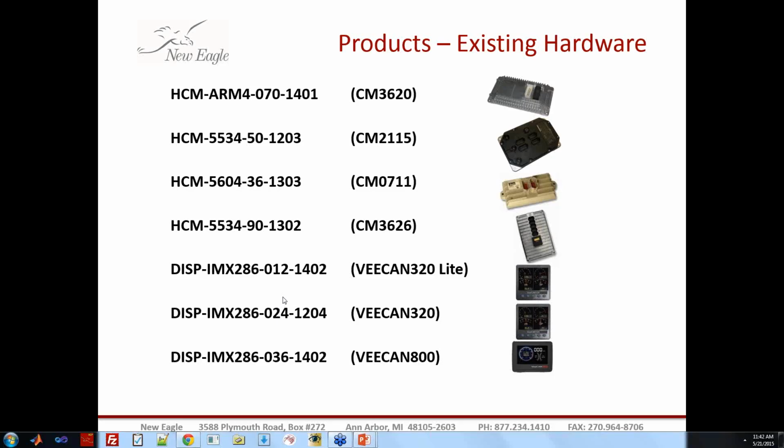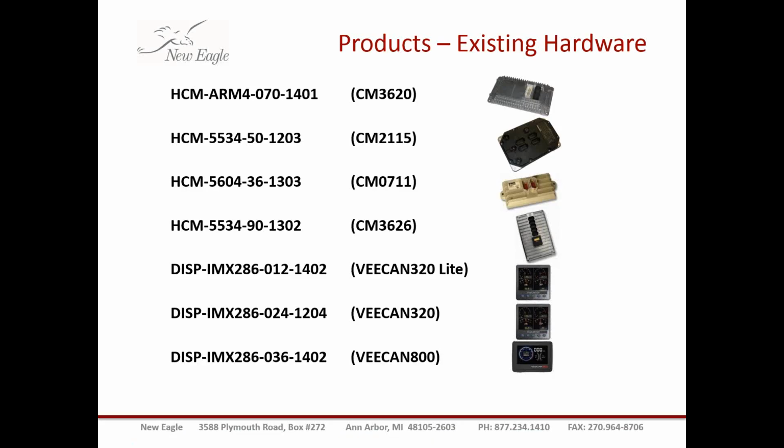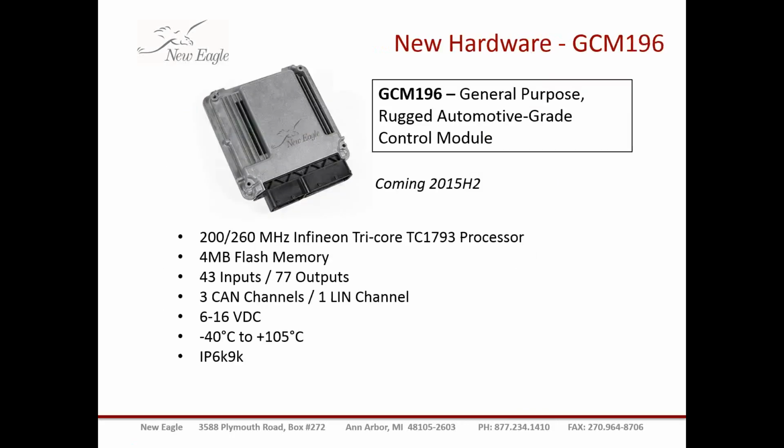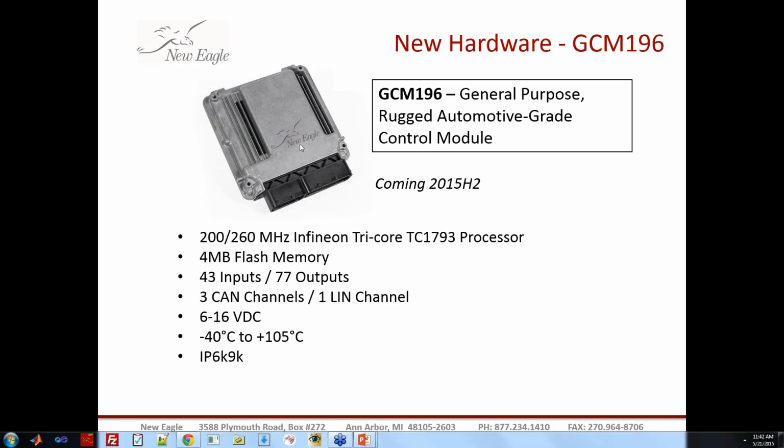There was a question about whether you have an improved data sheet for the GCM 196-1793. That's a new controller, it's this one here. I'll show the GCM 196. You should be able to find that on our website. We will be rolling out data sheet improvements as the development continues. Like I said, this is coming out in the second half of 2015.